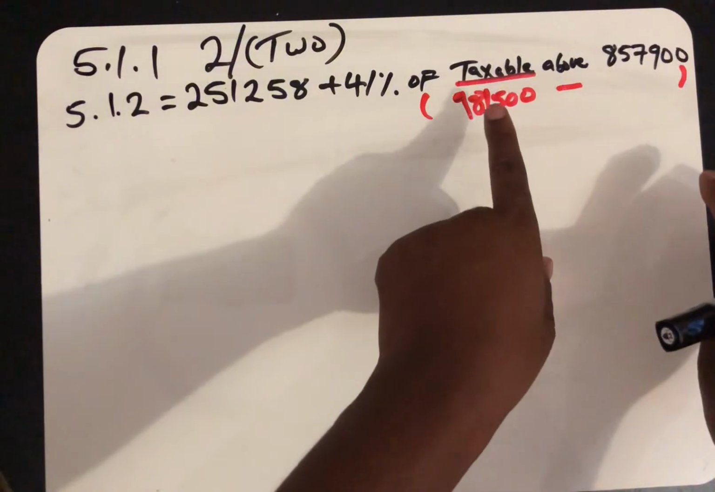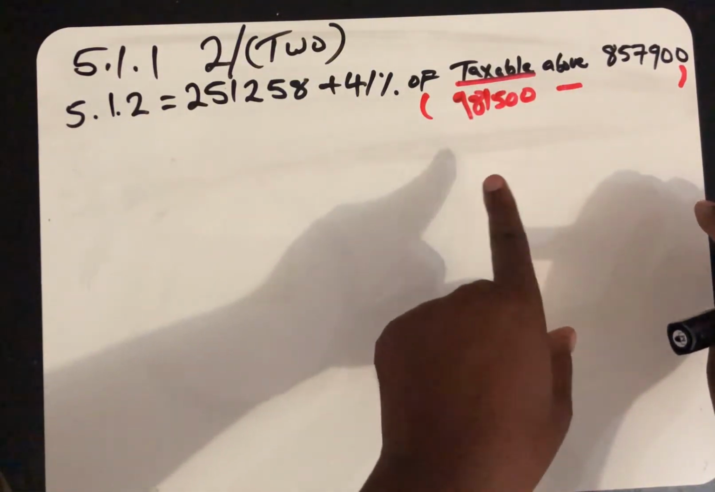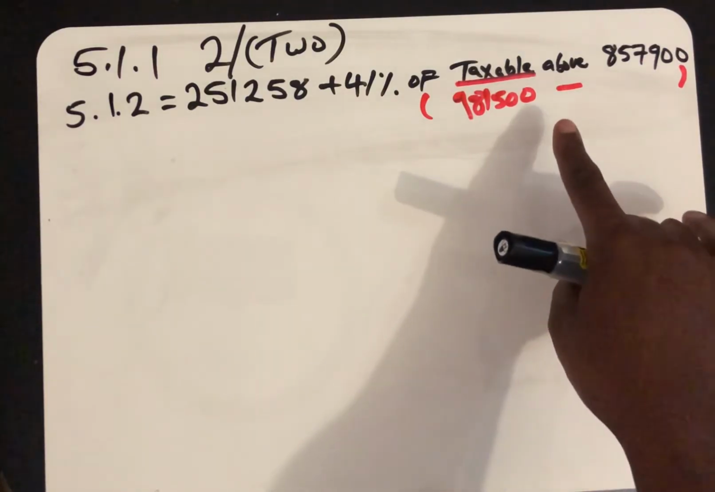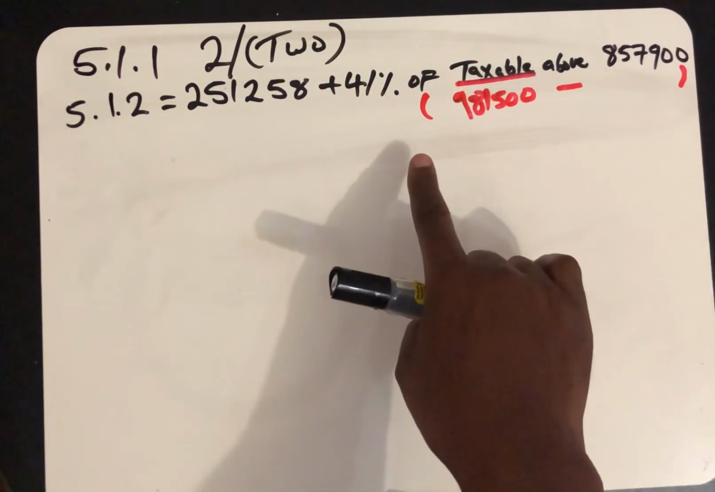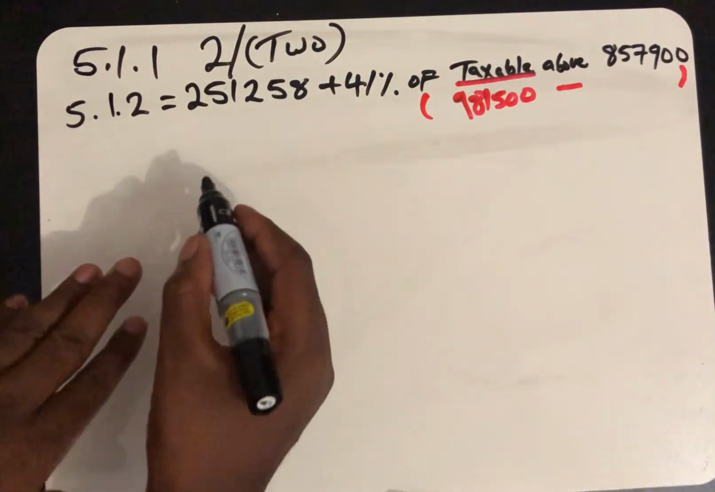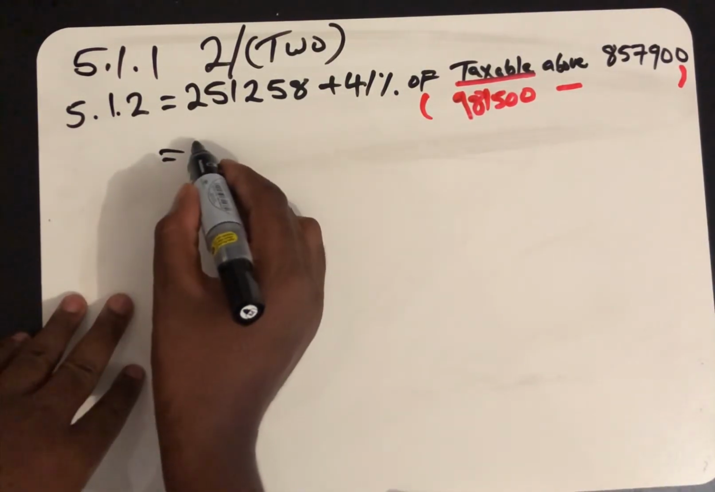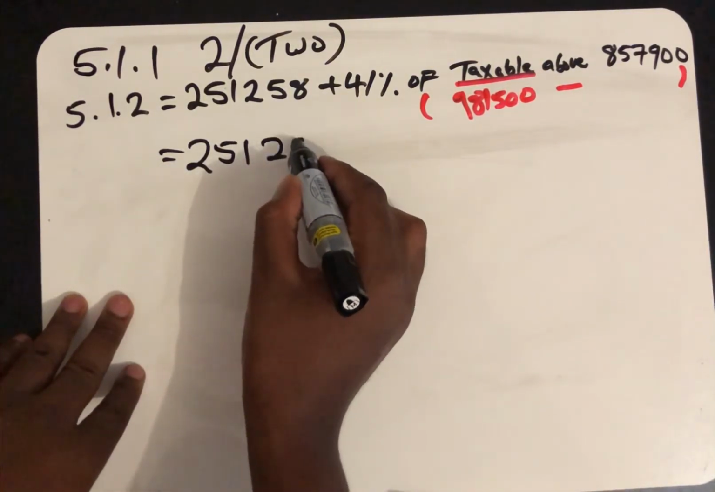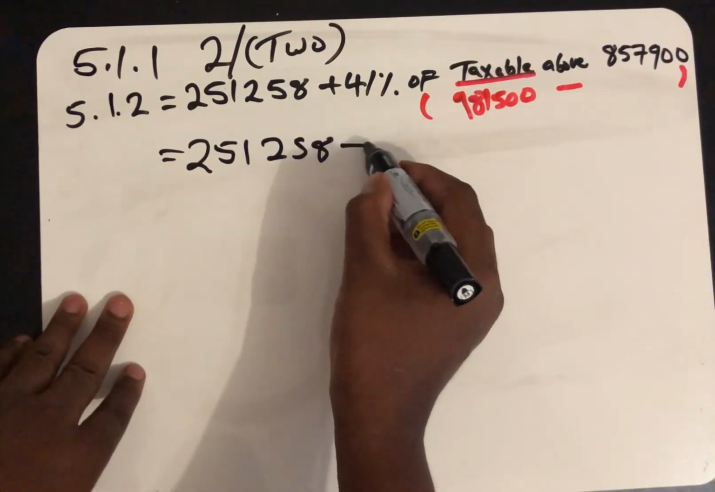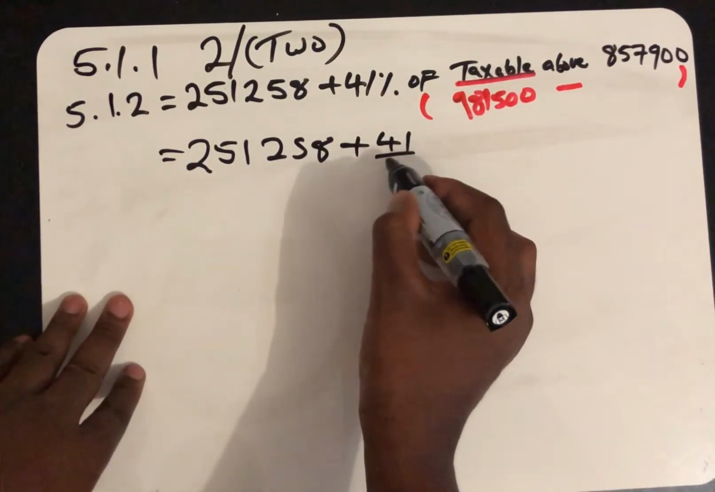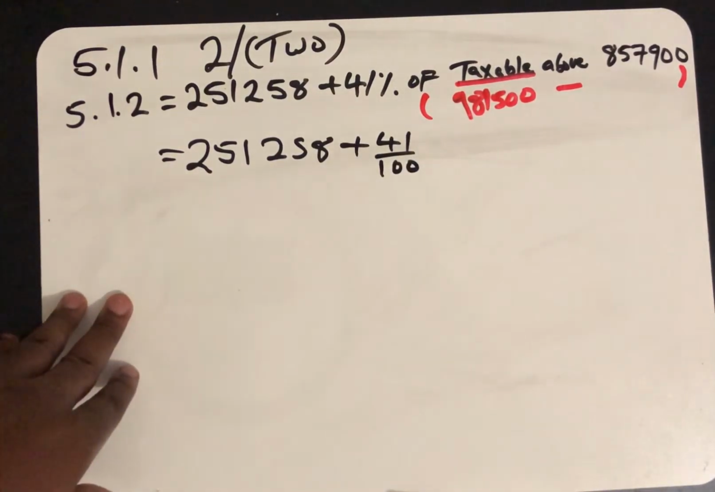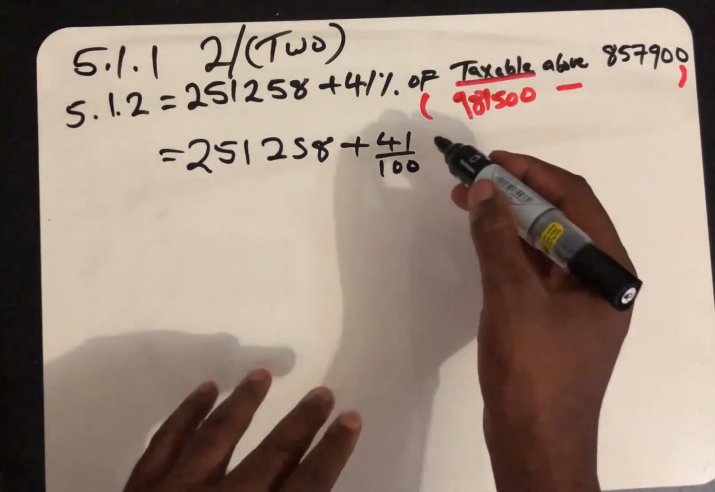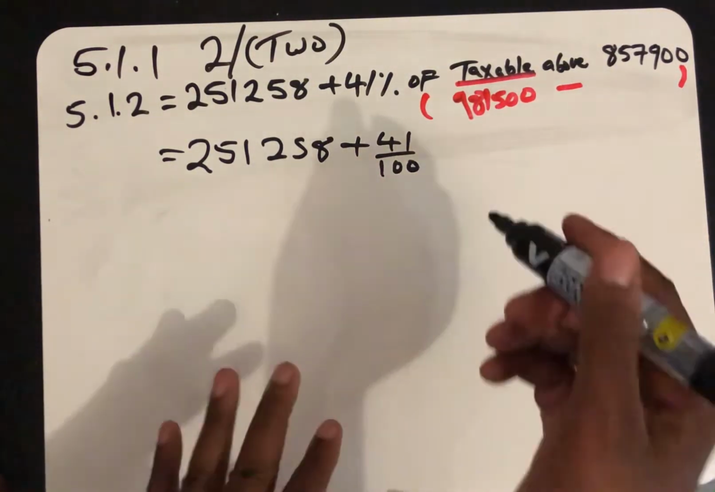We are just going to substitute the words taxable income by 981,500. We also replace the word above by minus, and we also replace the word off by a bracket. So our next step, we are going to have 251,258 rands plus 41 over 100. So instead of writing percentage, you are going to say 41 over 100 so that we don't make mistakes when we do the calculations.